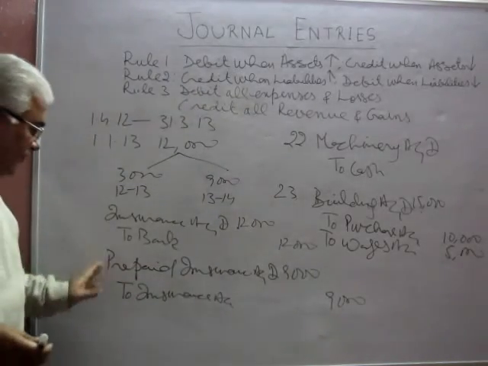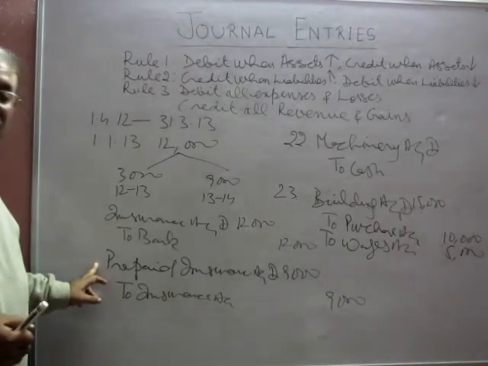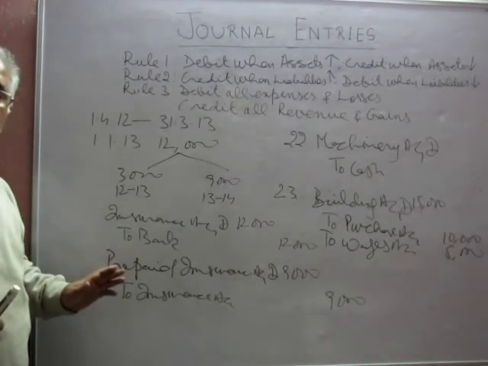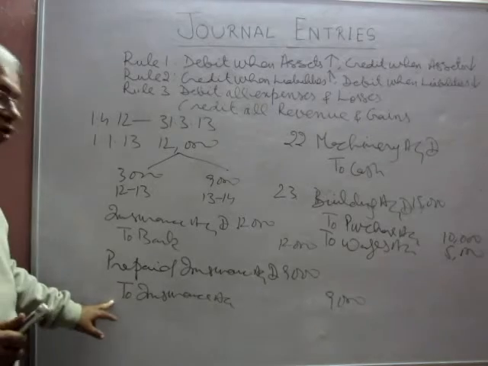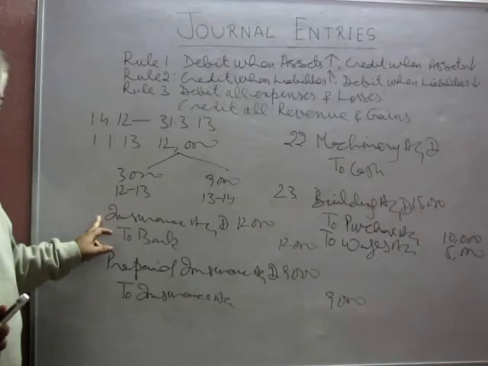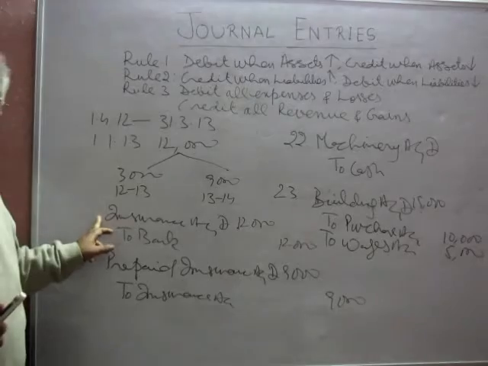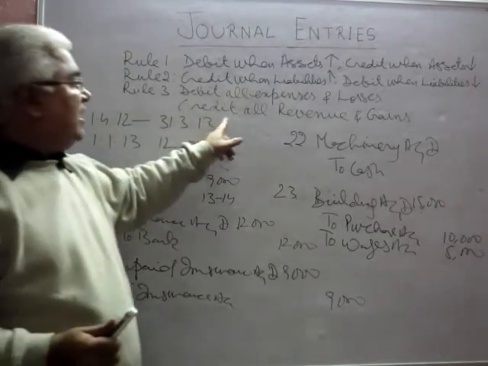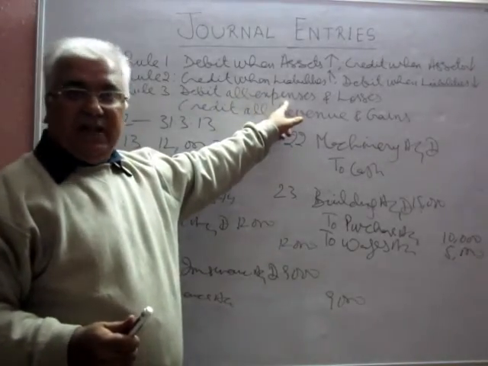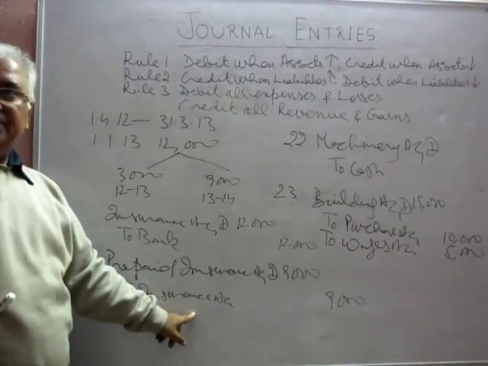I will tell you the reason again for this. Prepaid insurance has been debited because prepaid insurance is our asset as on 31/3/13, because for 9 months we have paid in advance, and insurance is being credited because insurance was booked as 12,000, it was an expense, so we have to reduce our expenses by 9,000. So when expenses are to be reduced, they are credited. Debit all expenses when they are incurred, and when they reduce, they are credited. That's why insurance is being credited.